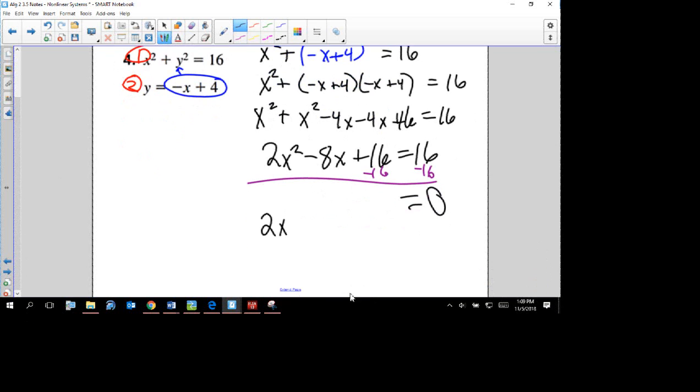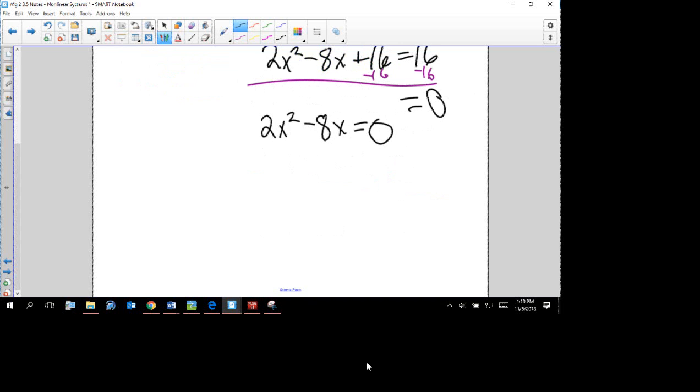And we have 2x squared minus 8x, and then that 16 canceled out. And if I only have 2x squared and minus 8x, personally, I'm not going to do quadratic formula. You totally could. I'm not going to because this is really easy to factor. What's our first step of factoring? Is there a greatest common factor between 2x squared and 8x? 2x. So we're going to factor out 2x. We're left with x minus 4, and it's factored.